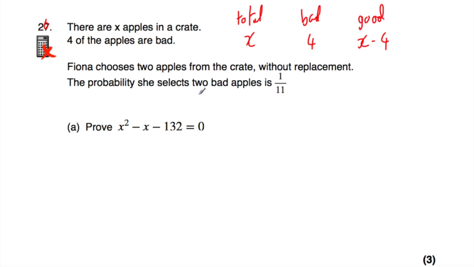But I'm just going to find the probability of 2 bad apples, so the probability of a bad apple and another bad apple. So if we find the probability of a bad apple and another bad apple, we can then put that equal to 1/11.